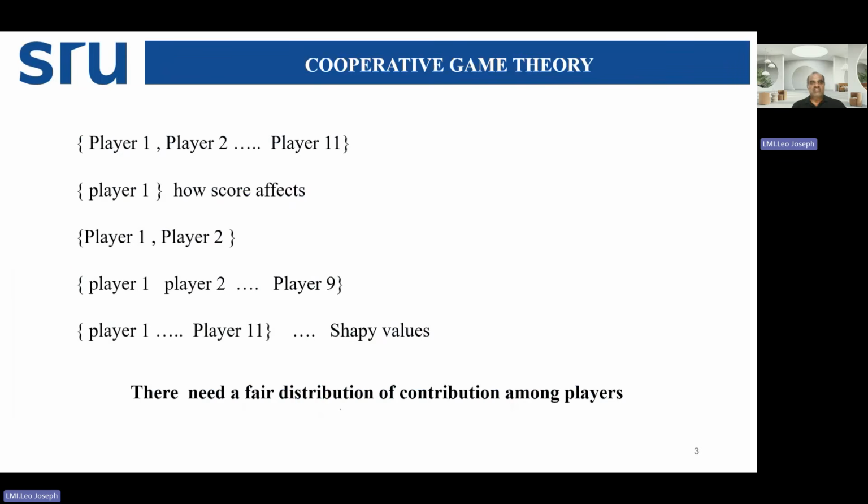So here you can see player 1, player 2, player 11, all are in the subset. Once they are in the set, one subset I am creating is called player 1. If only player 1 is present, then what happens to the score? If player 1 and player 2 are present, what happens to the score? If 9 players are present, what happens to the score? If all the players are present, what happens to the score?